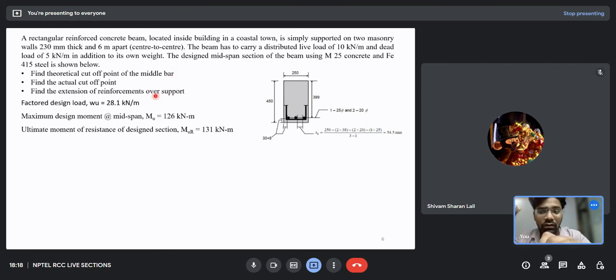So, can you tell me what is the difference between the theoretical cutoff point and the actual cutoff point, if you know it or if you can guess it?